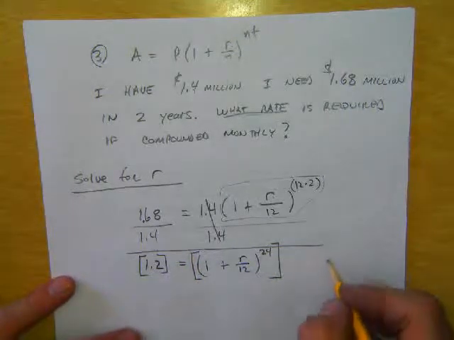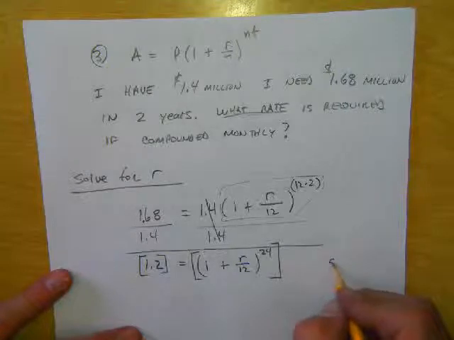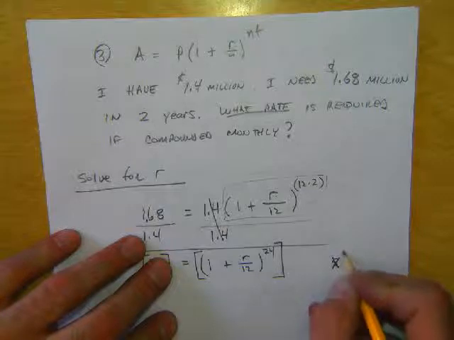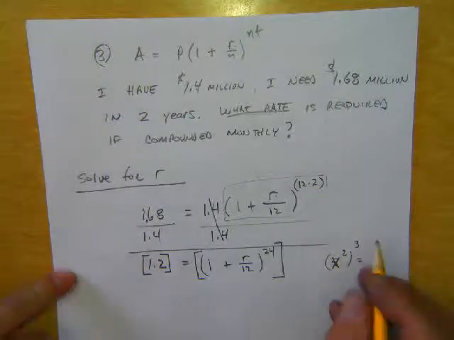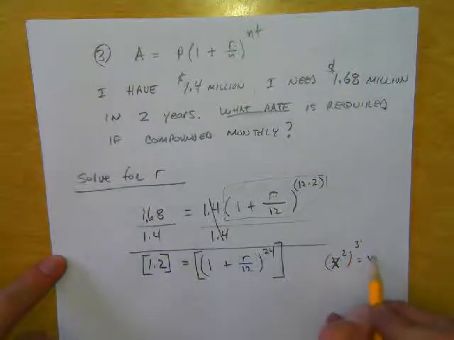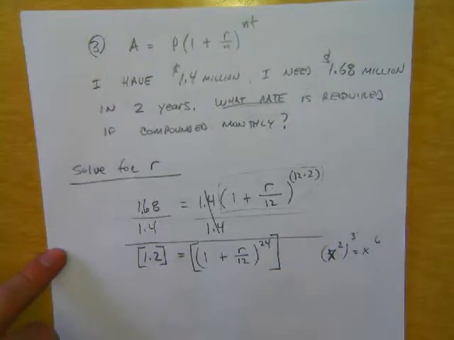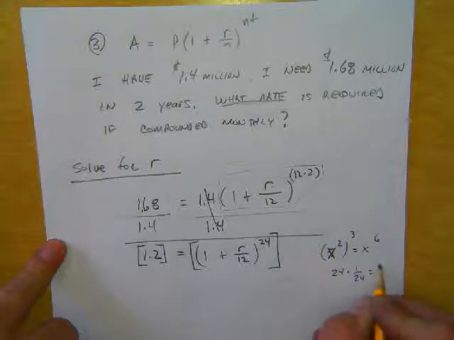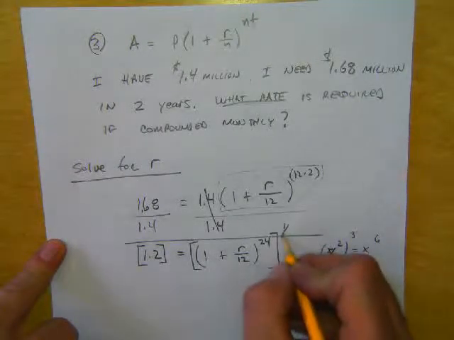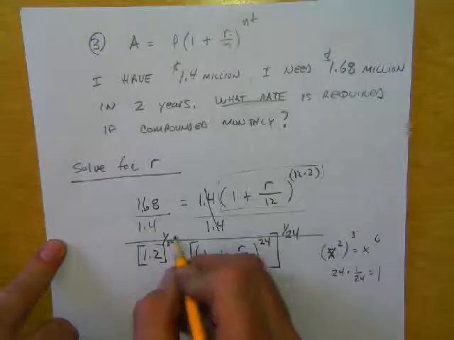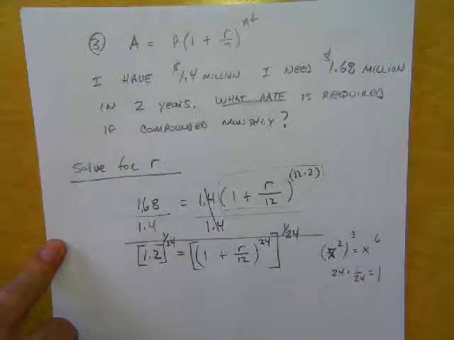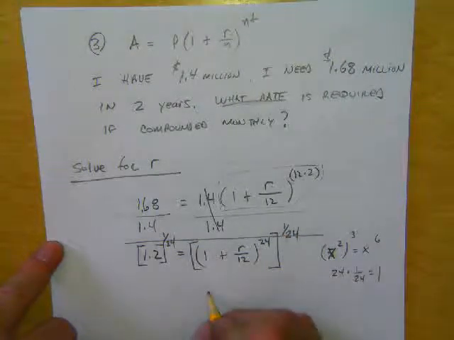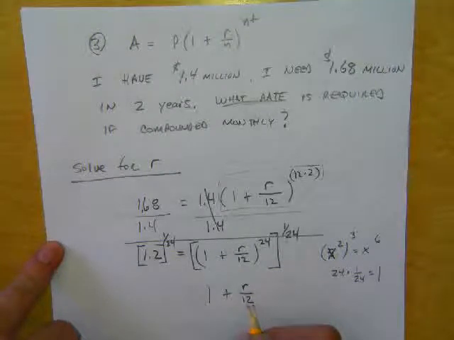You will remember that if you have something like x squared to the third power, when you have a power to a power, you multiply. And we're going to use that same concept. If we had 24 times 1 over 24, that would equal 1. And that's what we're going to do. We're going to raise both sides to the 1/24th power. And so 24 divided by 24 is 1, and anything to the 1 power is itself.